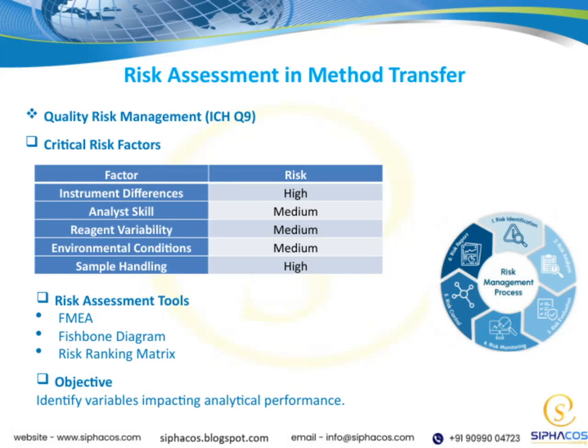Let's talk about the tools we use to assess risk. Three key methods stand out: FMEA, the fishbone diagram, and the risk ranking matrix. Each helps us identify variables that impact analytical performance. For example, instrument differences and sample handling are high-risk factors, while analyst skill, reagent variability, and environmental conditions fall into medium risk. This kind of risk assessment is crucial during method transfer, guided by quality risk management principles like those in ICH Q9. Understanding these critical risks helps us maintain quality and consistency.